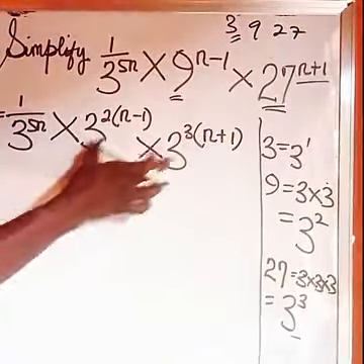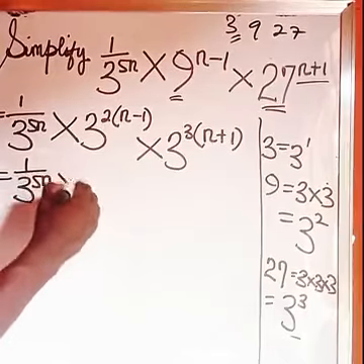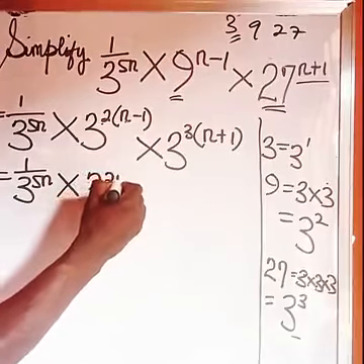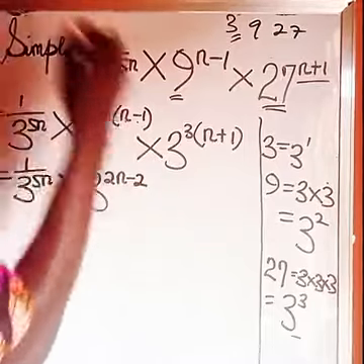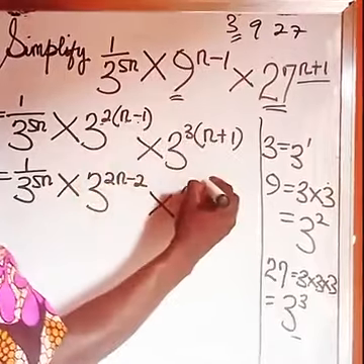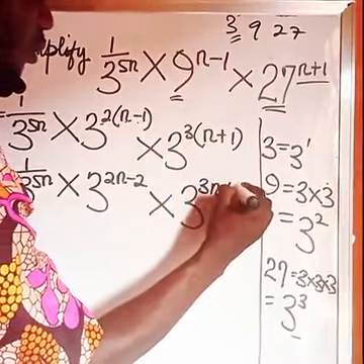Next, we open up the brackets. So this will give us 1 over 3 raised to the power 5n, times 3 to the power 2n minus 2, since 2 times n is 2n and 2 times minus 1 is minus 2, times 3 to the power 3n plus 3, since 3 times n is 3n and 3 times 1 is 3.